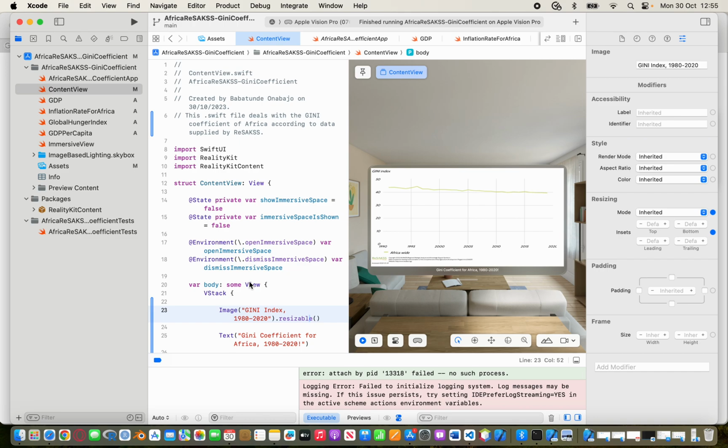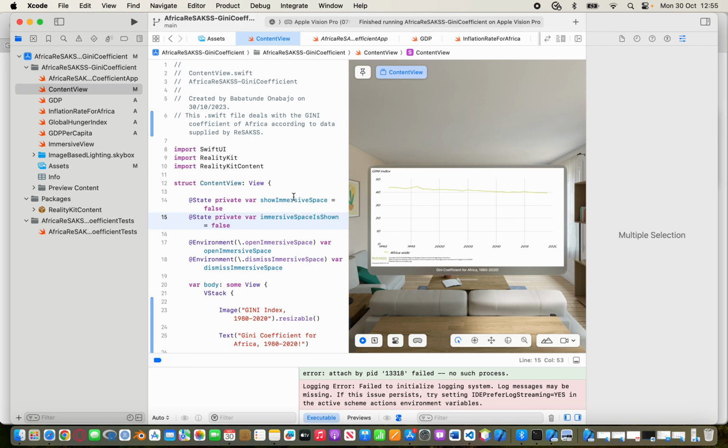GDP per capita is effectively the same as GDP, which I've just mentioned. To recap, it's the total value of goods and services produced by an economy over a period of time. But in the case of GDP per capita, you divide that by the total number of people in a given country. Across the board, if you look at the different indices, it does seem that Africa is performing quite well. For example, the Gini coefficient is declining. The inflation rate is also declining. The global hunger index for Africa is also declining. GDP per capita and GDP are rising, which are good things. So let's actually see how this works.